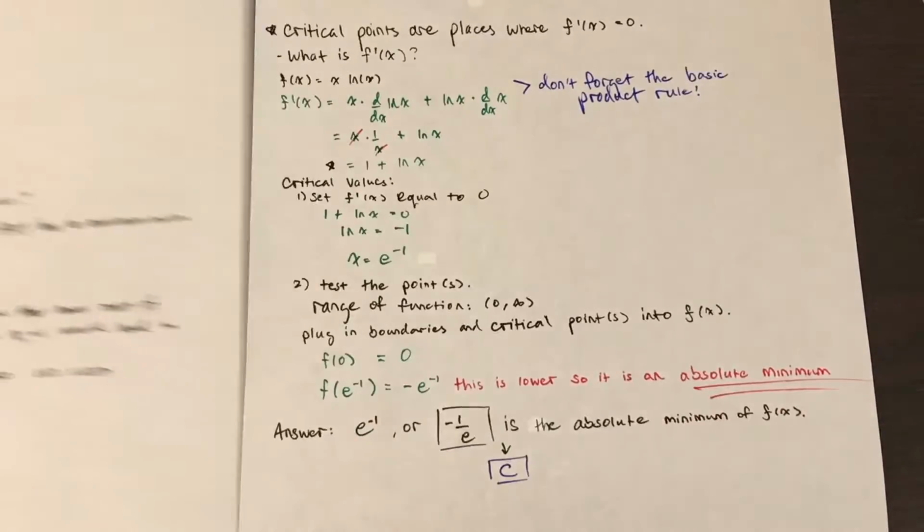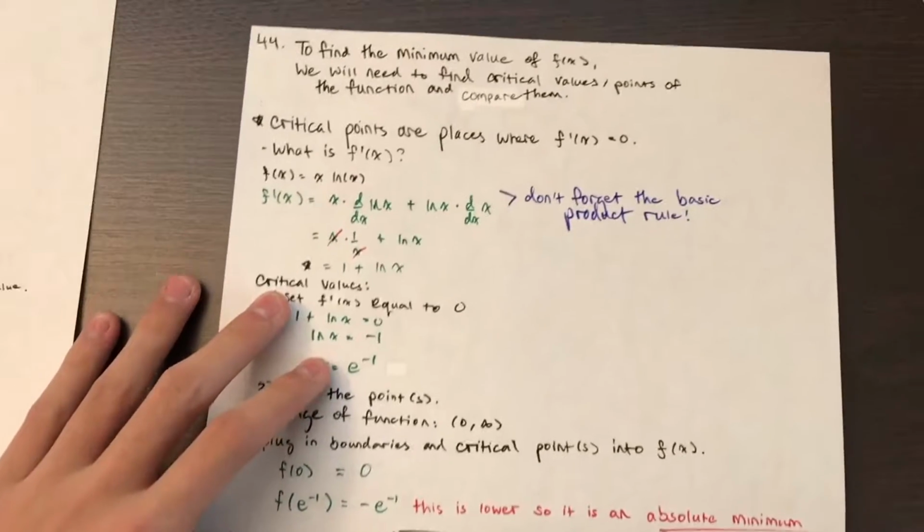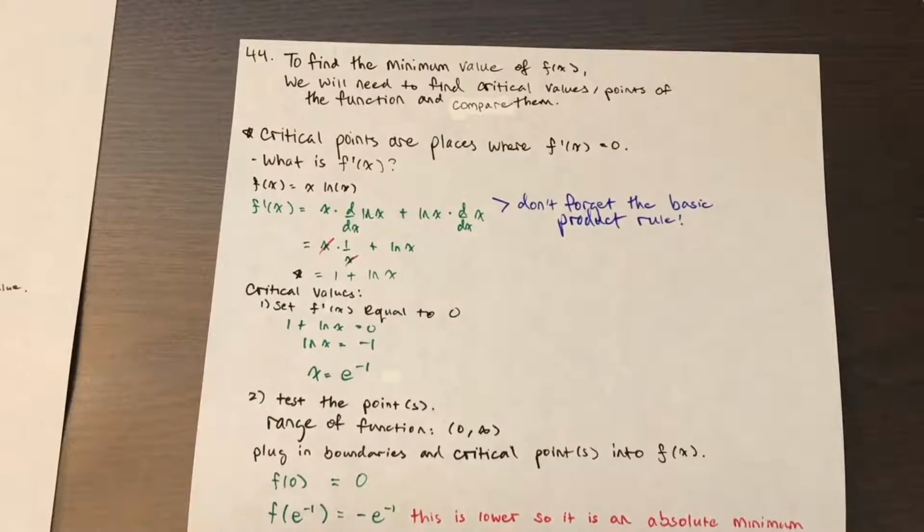So let's move this aside and look at our work. So first, to find the minimum value of f of x, we'll need to find critical values or critical points of the function and compare them. What are critical points? They are places where f prime of x equals 0.